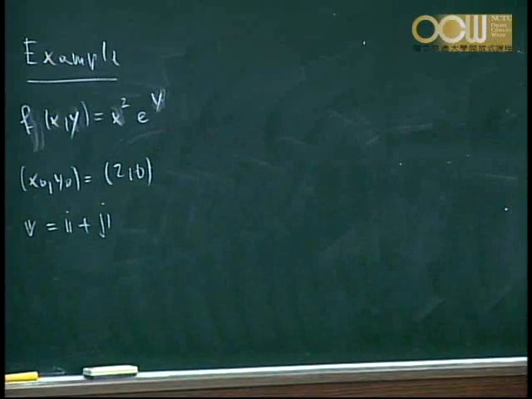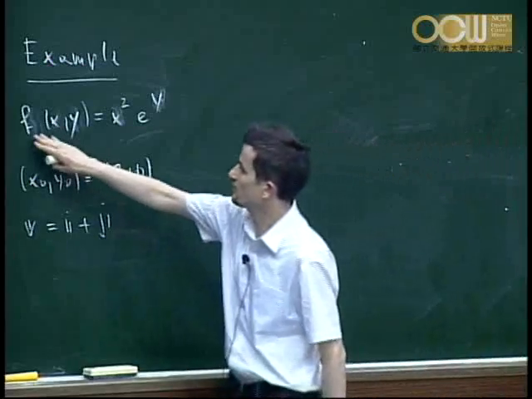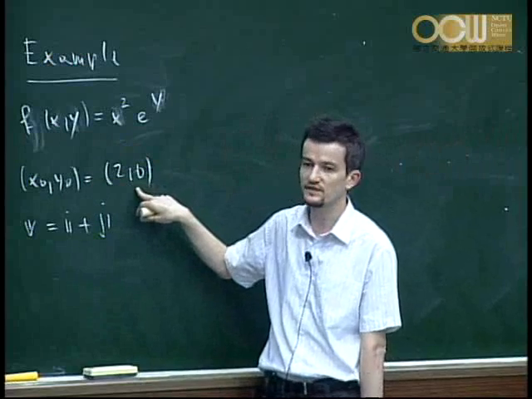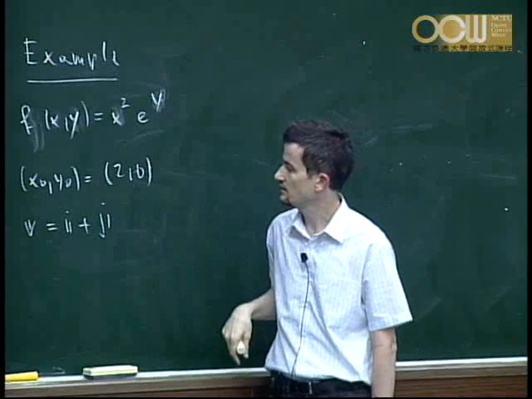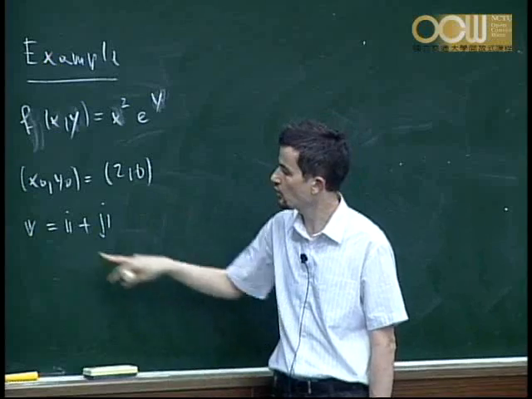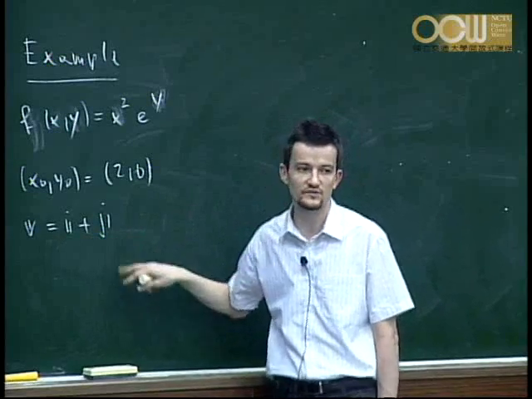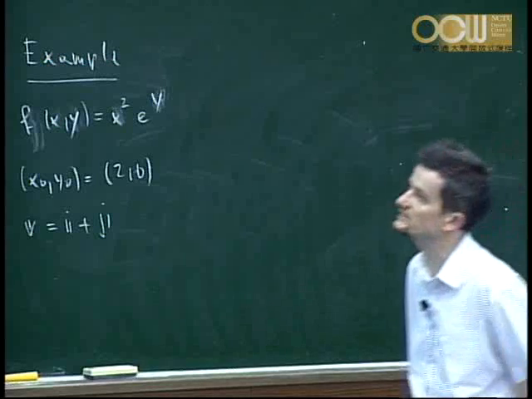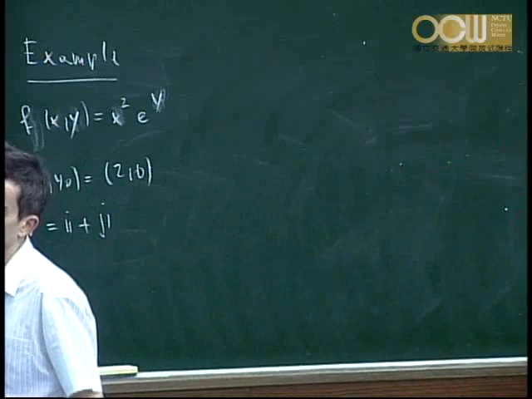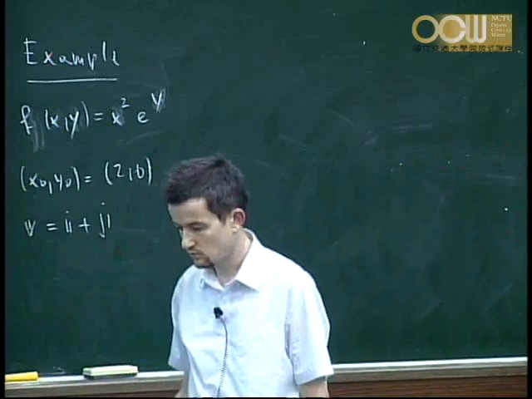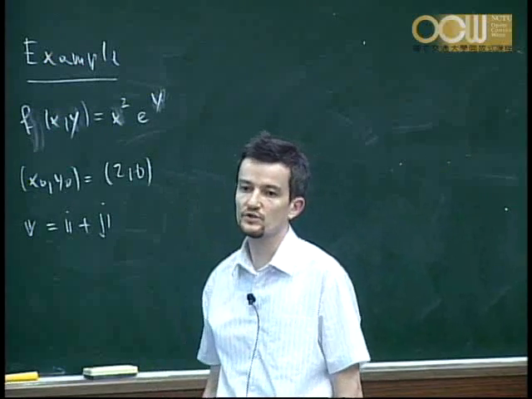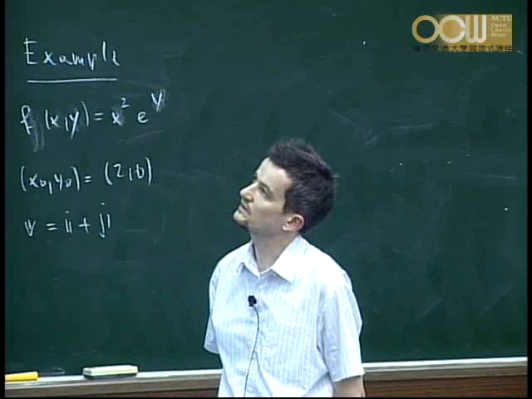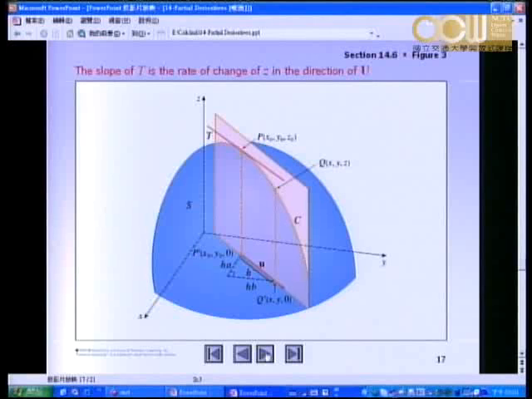What this means is, you are on this function, so this will give you a surface. You are standing at this point on the function, and you are interested in what the rate of change of the function is if you walk in this direction. You can imagine that you are standing at this point and you walk in a specific direction, and you want to know how steep the curve is there if you walk in this direction.